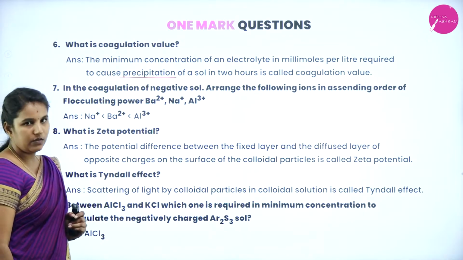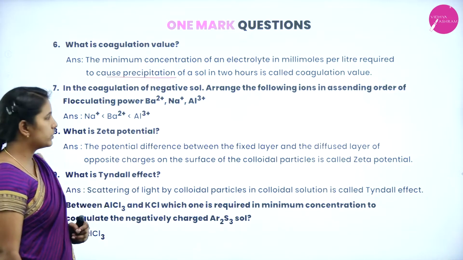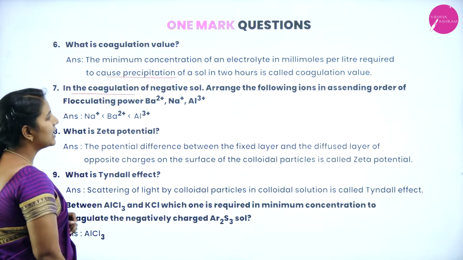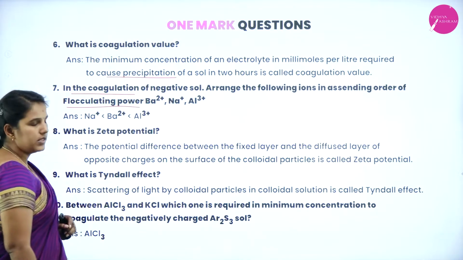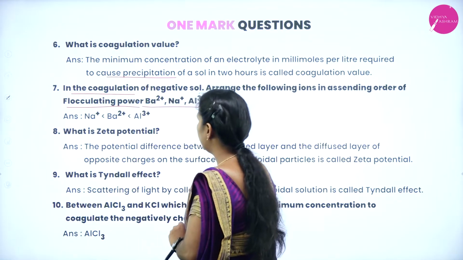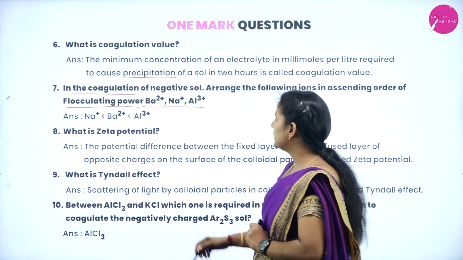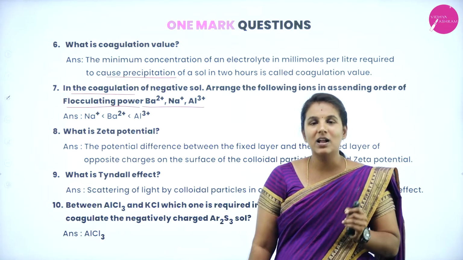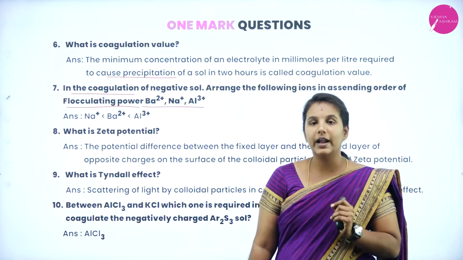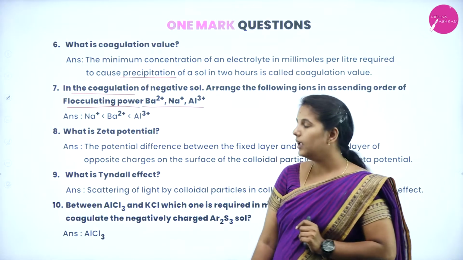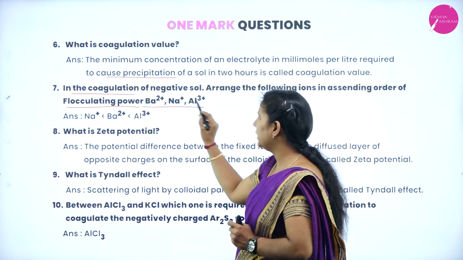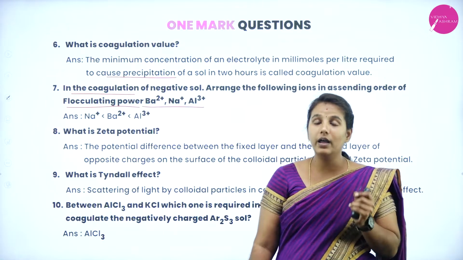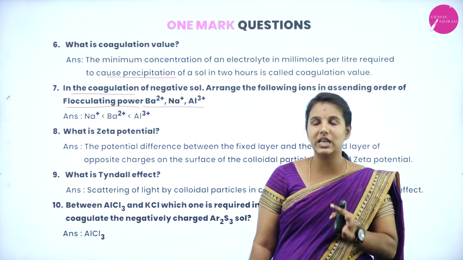You can see there is one more question based on the Hardy-Schulze rule. In the coagulation of a negative sol, arrange the following ions in ascending order of their coagulating power. Here they have given a few ions with their valency: Ba2+, Na+ and Al3+. We need to arrange these ions based on the Hardy-Schulze rule, in ascending order. So the first ion is sodium, then barium, then aluminium, because aluminium has a greater tendency to form a precipitate as it carries a +3 charge.